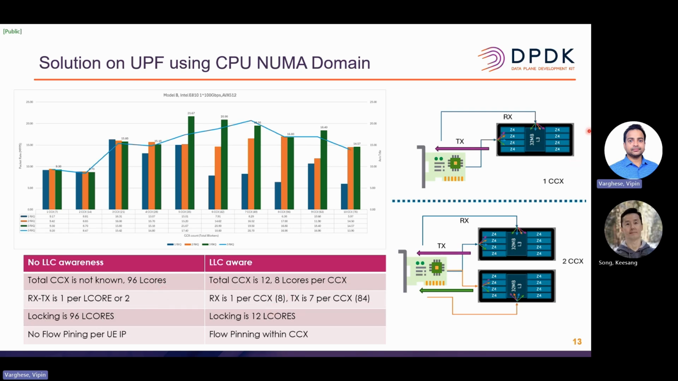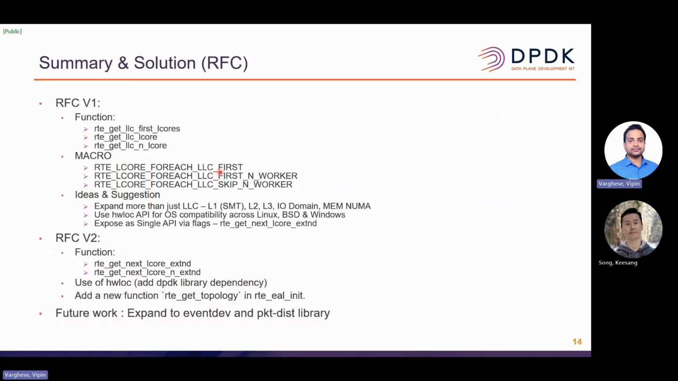Now, with this notion of LLC, I can tell how many CCX I need and how many threads we need to have. Thus, we were able to reduce the locking across 96 concurrent L cores all the way down to 12 L cores. And inside the CCX with the 15 worker threads, we were able to pin them. And we can see substantial improvement in the packets that are getting processed too.